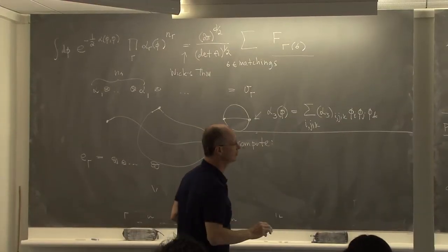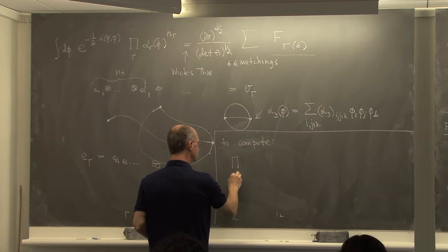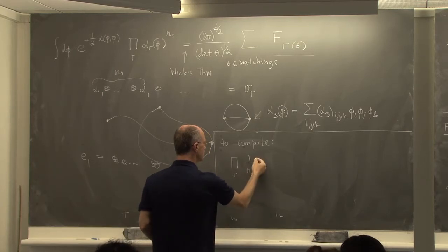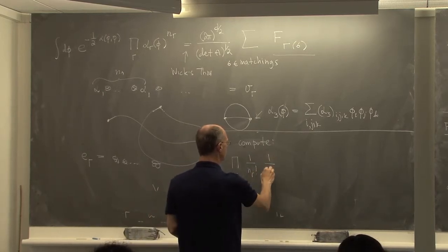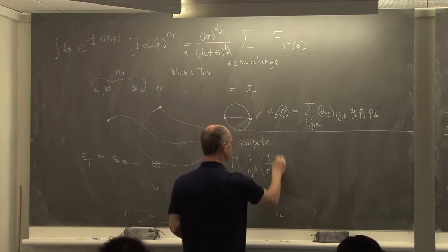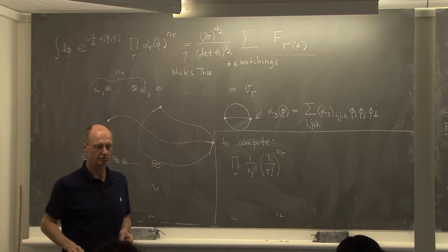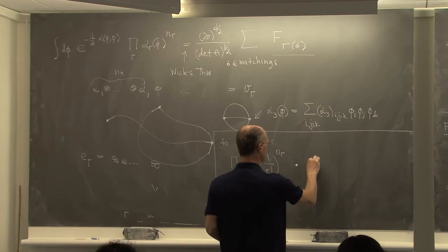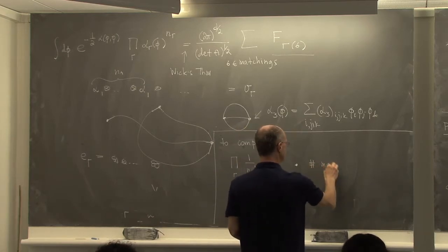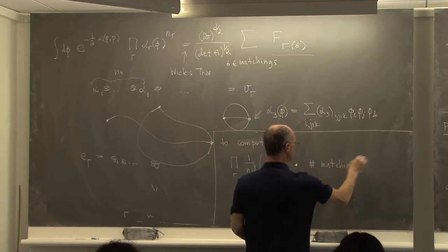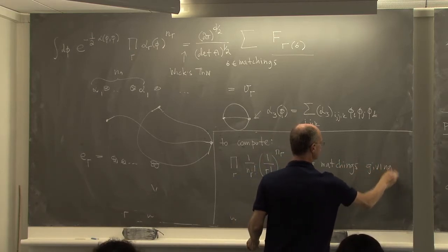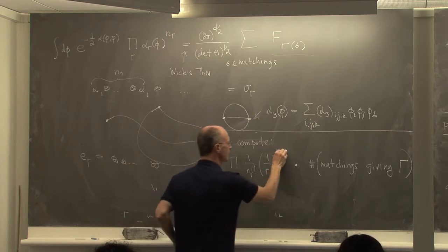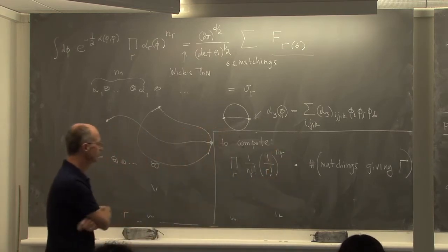So we need to compute the following. This is the product over r, 1 over n_r factorial, and here 1 over r factorial to the power n_r, and times the number of matchings that give a given graph gamma.